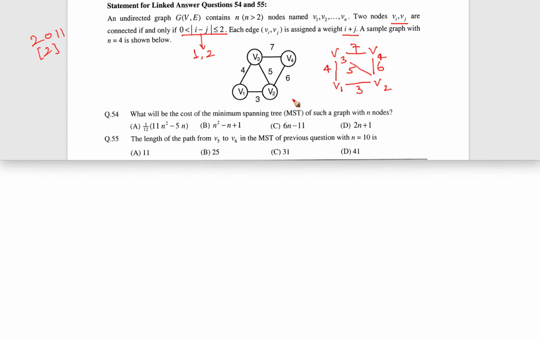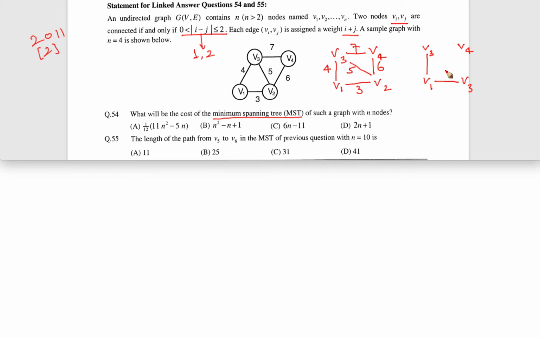Now they are generalizing the concept and they are saying, what will be the cost of the minimum spanning tree, MST, of such a graph with n nodes. So firstly consider what is going to be the MST in this case. If we try to use Kruskal's algorithm, let's see how this will turn out. V1, V2, V3, V4, these vertices are there. Now the smallest edge here is this one, right? After that, this is connected to this also. This will also be in the spanning tree because 4 is the second smallest edge.